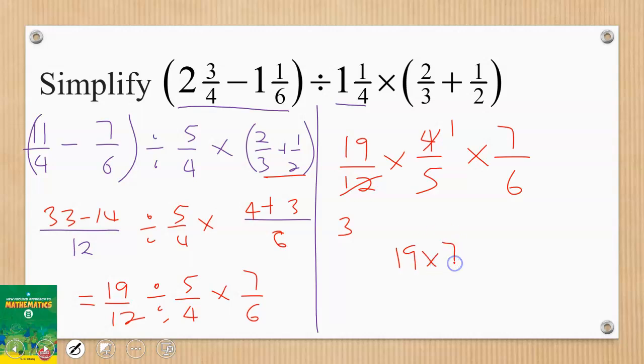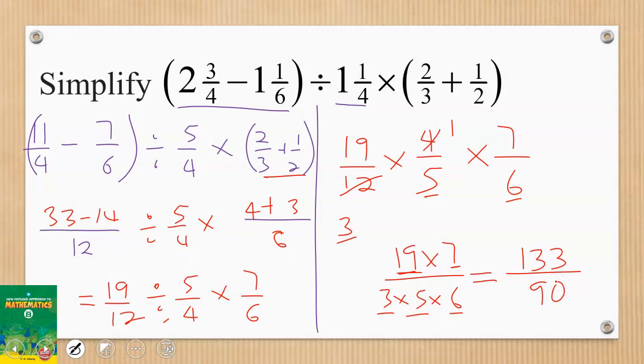So we can have 19 times 7 all divided by 3 times 5 times 6. So in this case, we can multiply 19 times 7 to give us 133, all divided by 3 times 5 times 6, that would be 90. So this would be the answer, but we can leave our answer in mixed number form. So 90 can divide 133 as one whole number with the remainder of 43. Yeah, 43 then over 90. So that should be the answer.